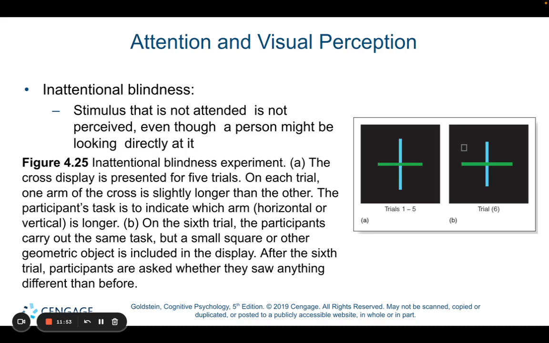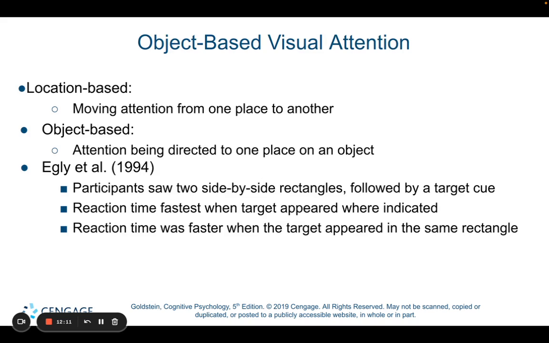Inattentional blindness is the idea that when a stimulus is not attended, it's not perceived, even though a person might be looking directly at it. So if we don't directly pay attention to something, we may not see it because of inattentional blindness.